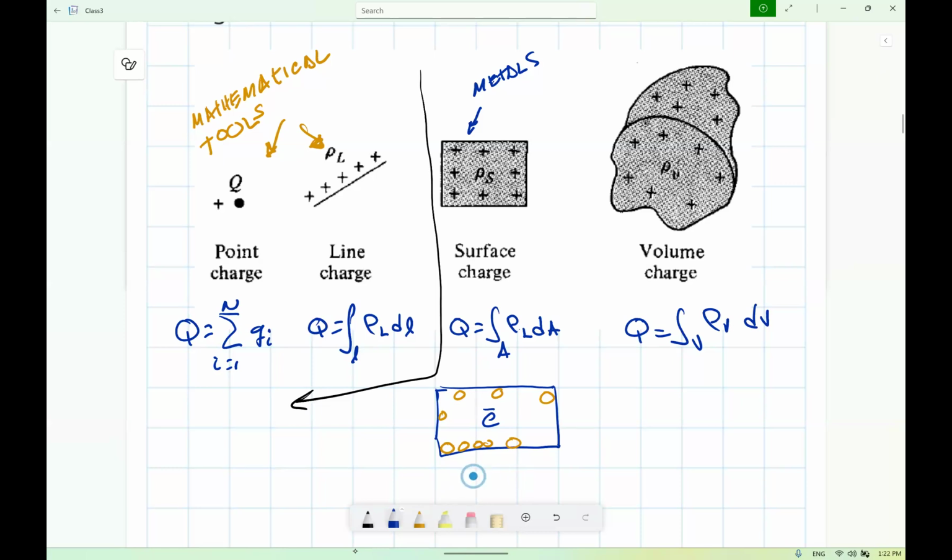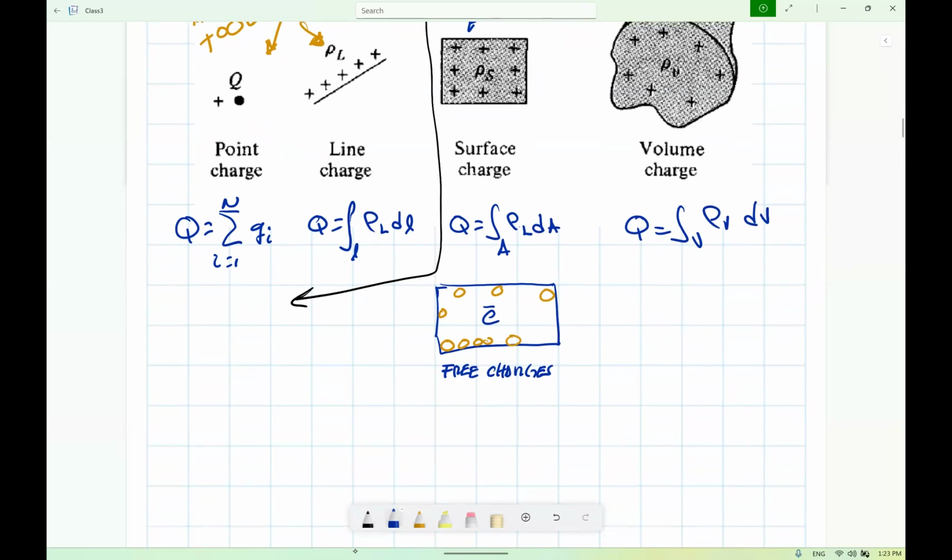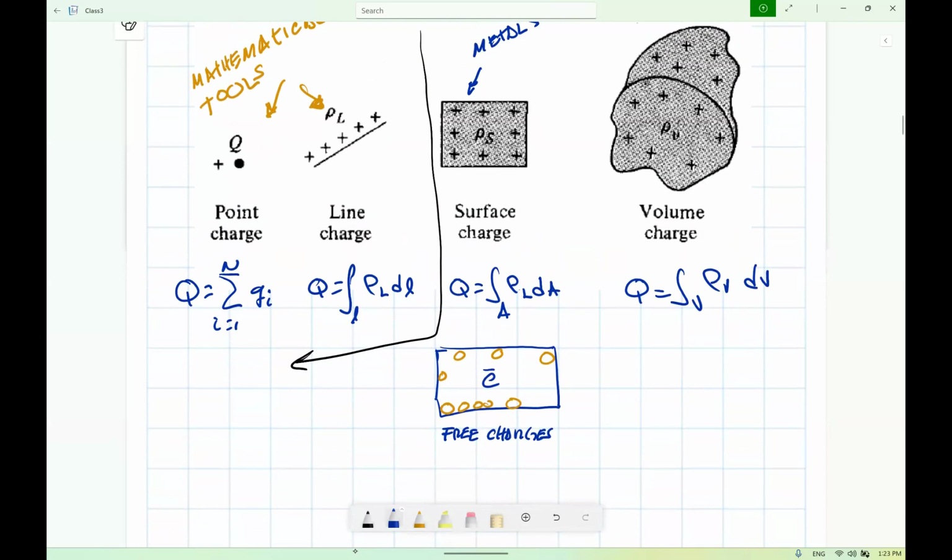And this will be for metals, wherever you have free charges. If you have free charges, which will happen in metals, it will happen in liquids that can move when they're charged. It will happen in everything that can move, and it will just be a surface distribution. Nothing is going to get in. And the volumetric distribution of charge will happen mostly in dielectrics.